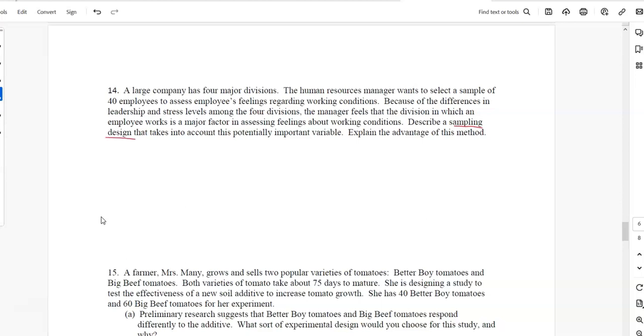Sampling method. So we want to stratify, right? We're going to do a stratified random sample, and we're going to do that within the 4 divisions. So we're grouping similar folks together. Each division seems to be similar within itself, but the 4 divisions are quite a bit different from each other, evidently, with different levels of stress and so forth.